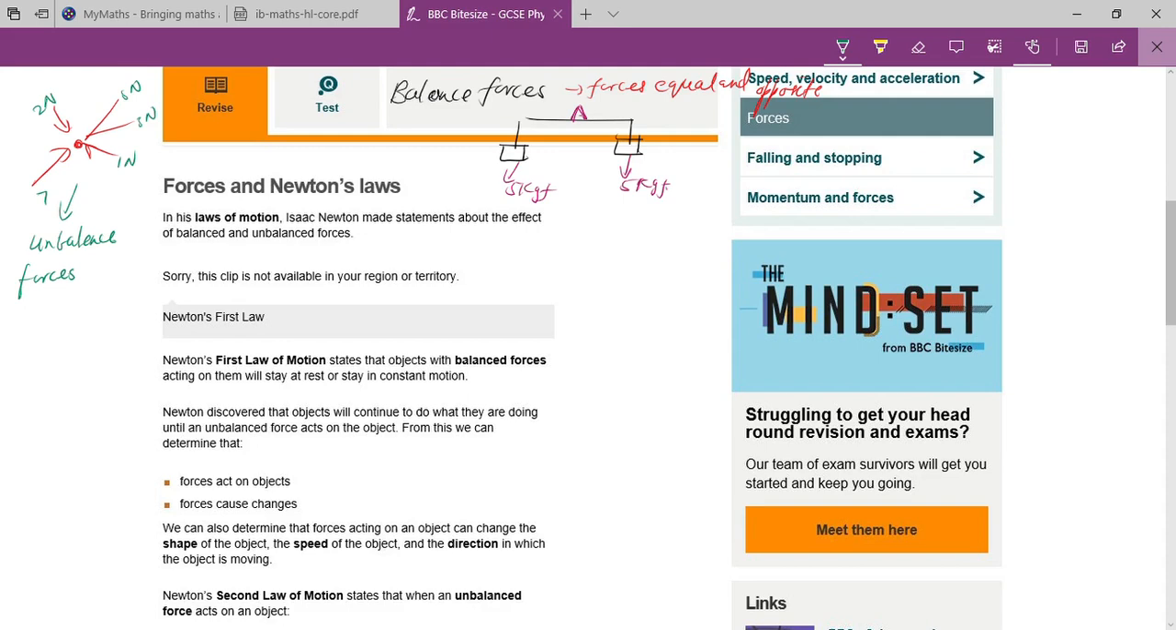So next one is your Newton's first law of motion. According to Newton's first law of motion, if an object is in rest position, then it will stay in rest position. Or if an object is in motion, then it will stay in motion until or unless an external force is applied to it, okay?